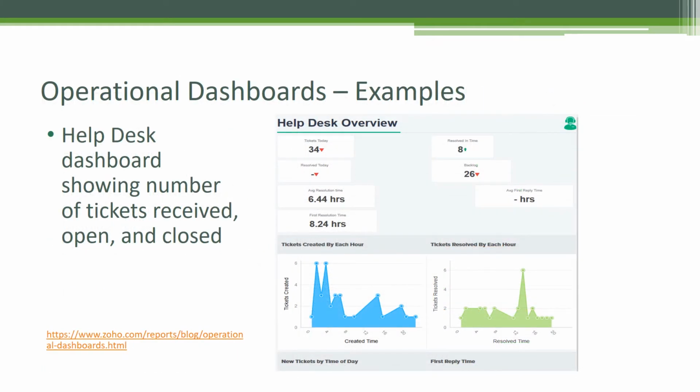Some examples of operational dashboards are help desk. Help desk dashboards look at how many tickets were opened, when they were received, and how many were closed. This will provide performance indicators for how well the help desk is satisfying the end user requests.